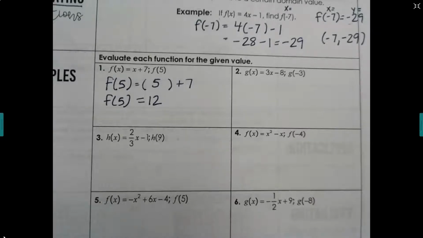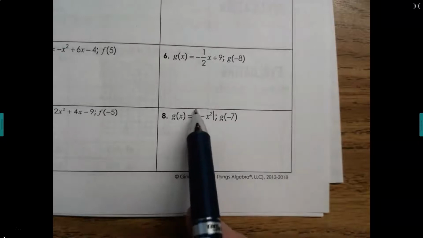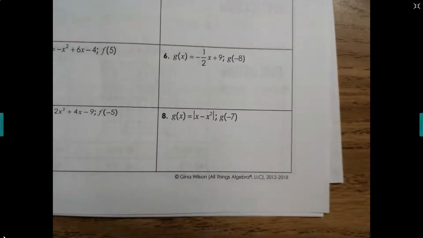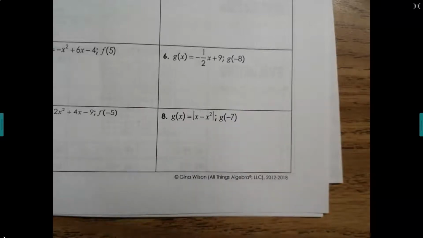All right, let's try probably the hardest one on here. We'll skip down to number 8. These straight up and down bars are called absolute value. And what absolute value tells you is the distance from 0. Whenever we're talking about a distance, it's always going to be positive. Even if you're traveling backwards, you're still traveling a positive distance. So whatever answer is in the absolute value, when it comes out, it's always going to be positive.